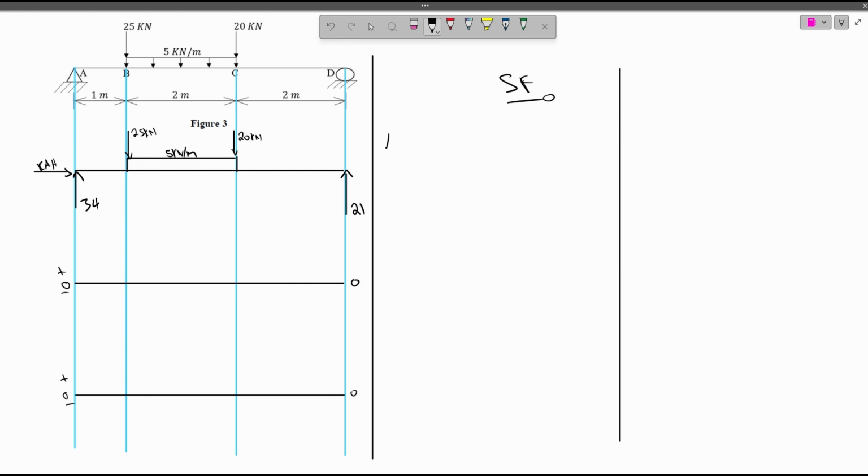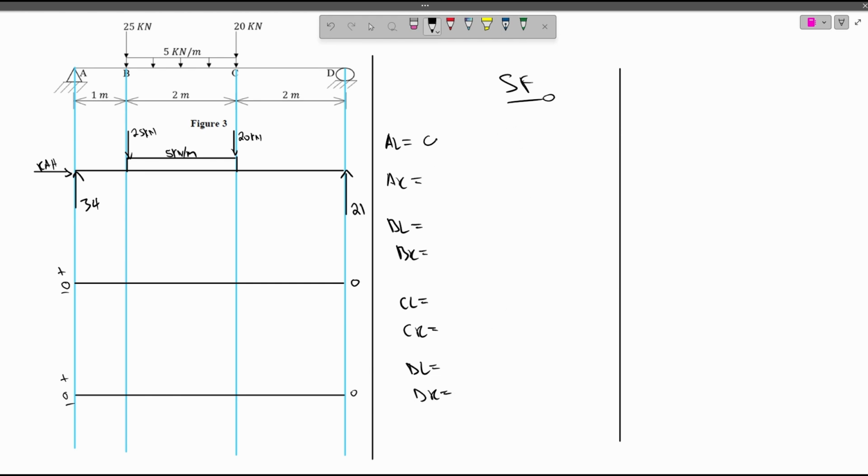So we're going to have our A left, A right, B left, B right, C left, C right, D left, and our D right.